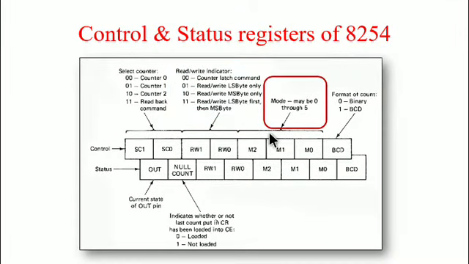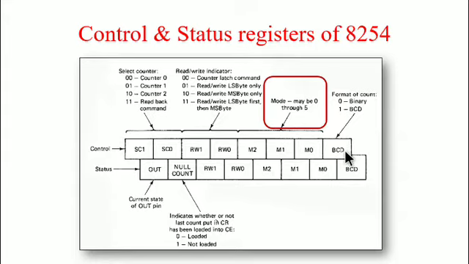Next one, the mode operation. M0 to M2 select the mode accordingly. If all three are 0, that is M0, M1 and M2 are 0, mode 0 is operated. Likewise, if you go for 1 0 1, mode 5 is operated. So this is a very important one. After that, finally we have the BCD.